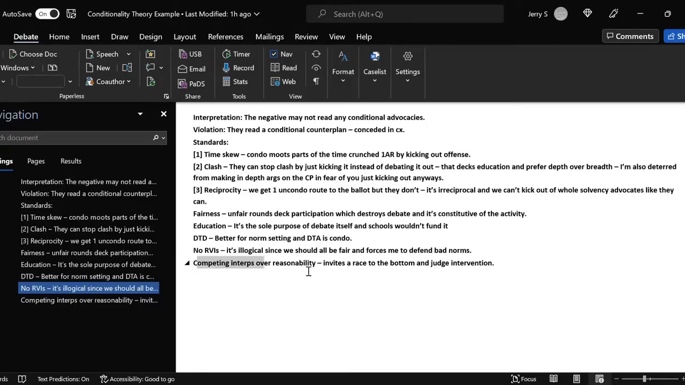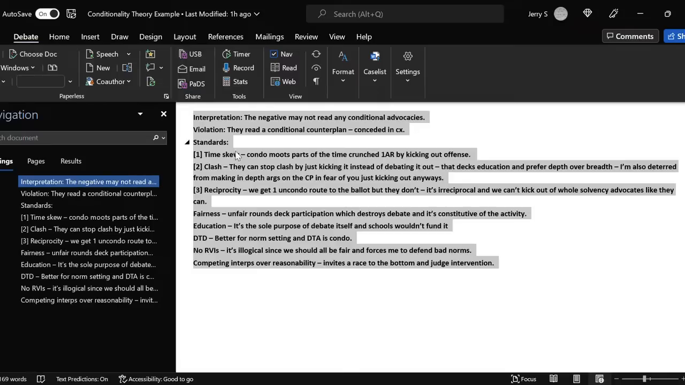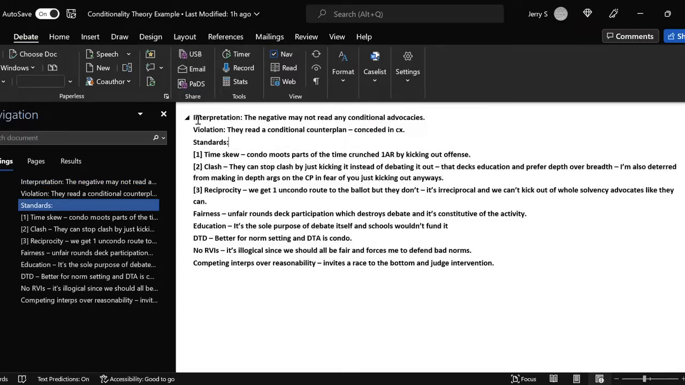Next, we have the last paradigm issue for this theory shell, which is competing interps over reasonability, because reasonability invites a race to the bottom in judge intervention, since we can never really figure out what's reasonable and the judge has to intervene, and it starts a race to the bottom because we can always create some sort of exception in terms of reasonability and always have this sort of gap between what is reasonable and what isn't. And basically this is what a theory shell for conditionality would look like, and all theory shells will typically follow this structure: interpretation, violation, standards, voters, paradigm issues, and so on.